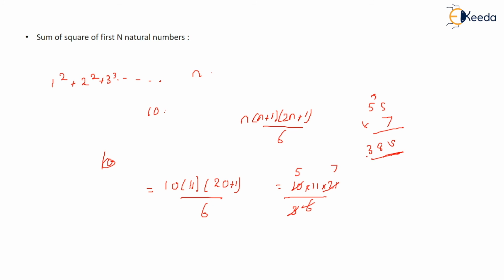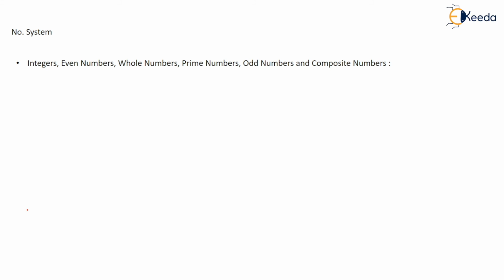Okay, next question. Hello students, today we are going to see the concept of number system. So the first question that is in front of you is, they may ask you what is an integer. You must know this thing. What is an even number, whole number, prime number, odd number, and composite number. An integer is any number that may be positive or negative, from negative infinity to positive infinity. This is called an integer.